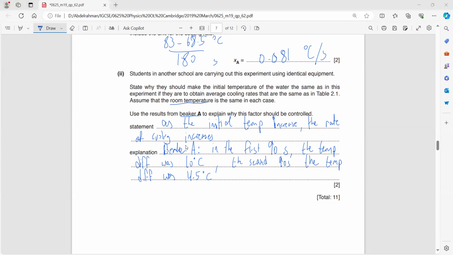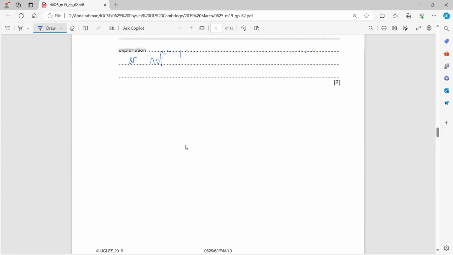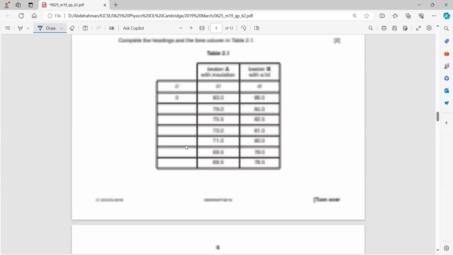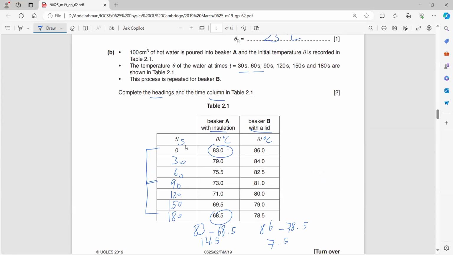The initial temperature in beaker A, in the first 90 seconds, was 83. It dropped all the way to 73. The initial temperature in the second 90 seconds was 73. It dropped only to 68.5, so it only dropped 4.5 degrees.